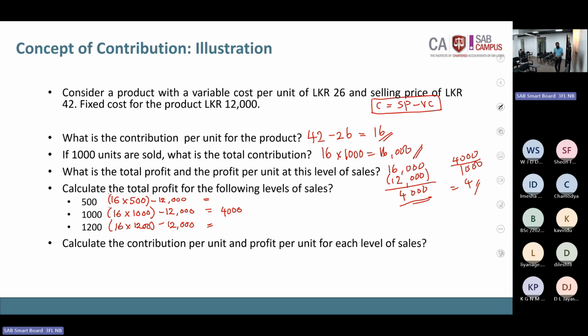Then calculate the total profit at the following levels of sales. If we sell 5,500, 500 into 16 minus 12,000, I think this is 8,000 minus 2,000 minus. Right?